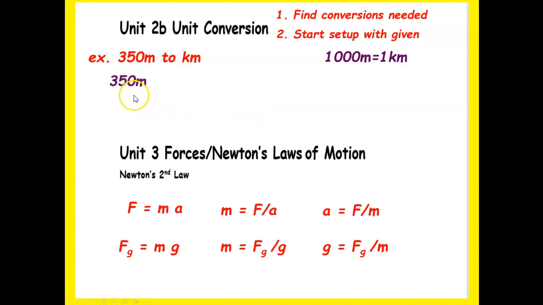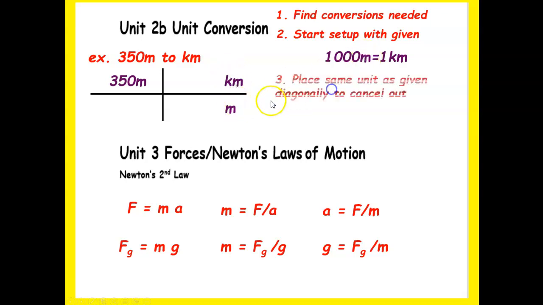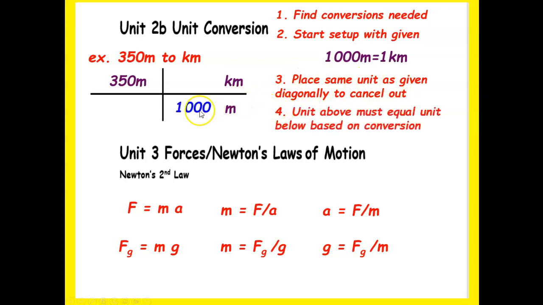To set up our T-chart, we start with what we've been given. Okay, then we use this unit that is here, and we take that unit, not the number, we put it diagonal, and then what's on top will be equal to it. In this case, it's kilometers. Then once I have my unit set, I put my numbers where the units are, placing the units diagonally. So therefore, 1,000 is with meters, 1 is with kilometers. So based off of how I have the numbers, my meters will cancel out, and then I'm going to divide the number, and kilometers is what's left.